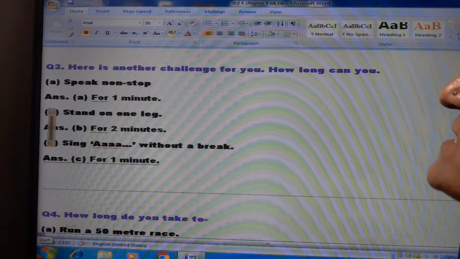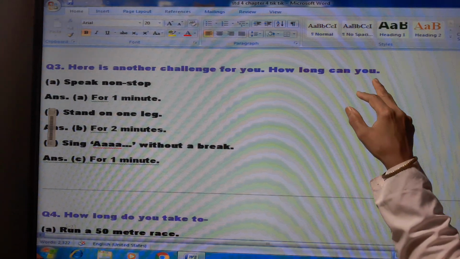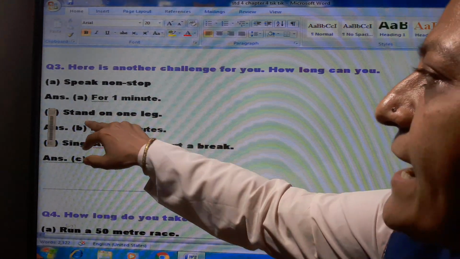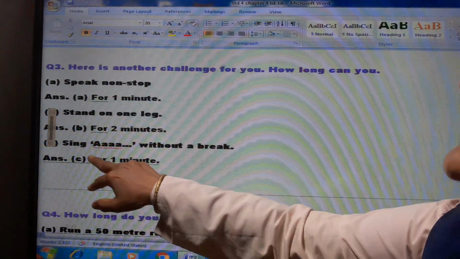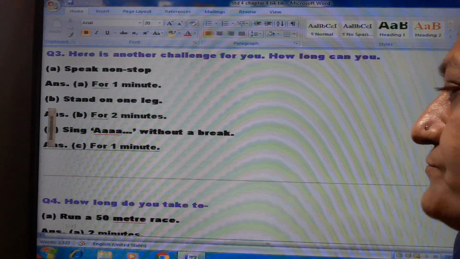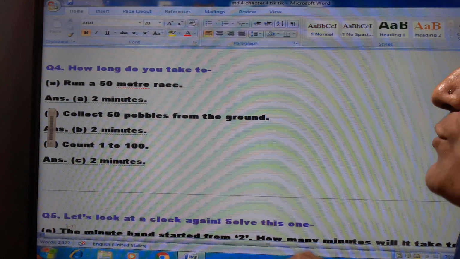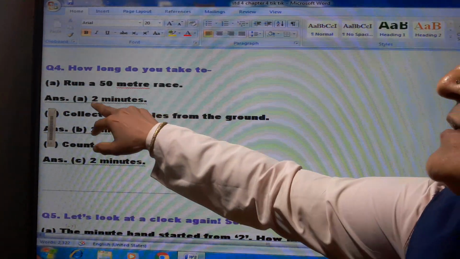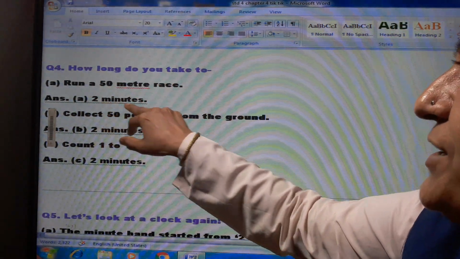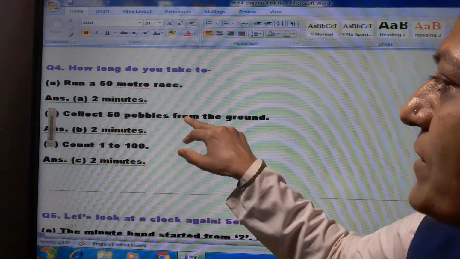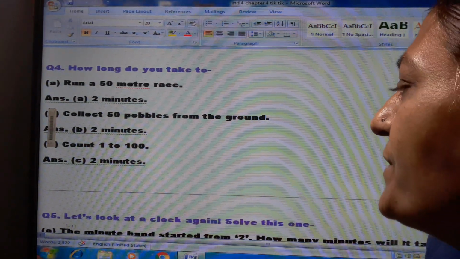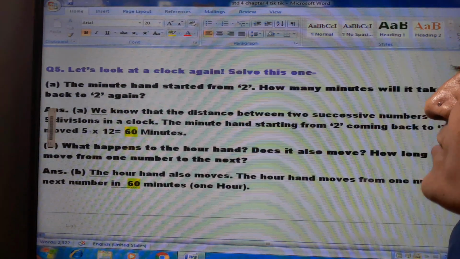Here is another challenge for you. How long can you speak non-stop for 1 minute? Stand on one leg for 2 minutes. Sing without a break for 1 minute. How long do you take to run a 50-meter race? Run a 50-meter race. We take 2 minutes. Collect 50 pebbles from the ground, 2 minutes. Count 1 to 100, 2 minutes. Now, next question.